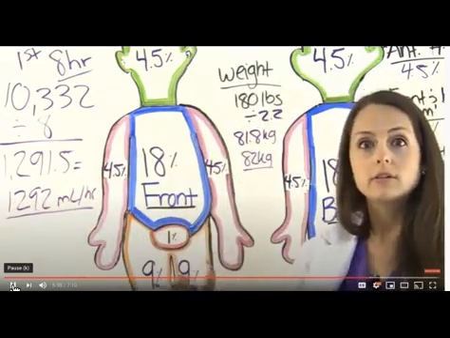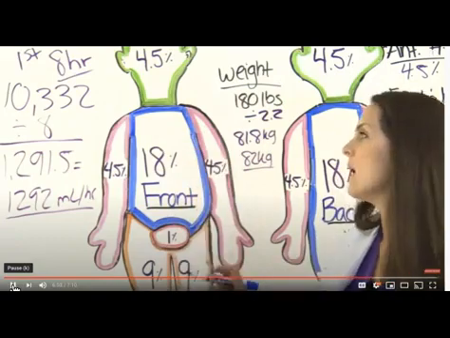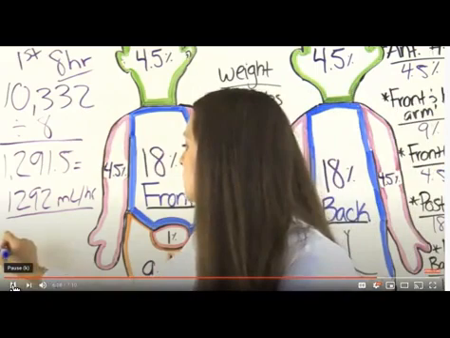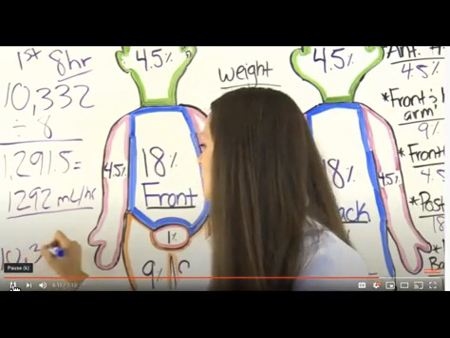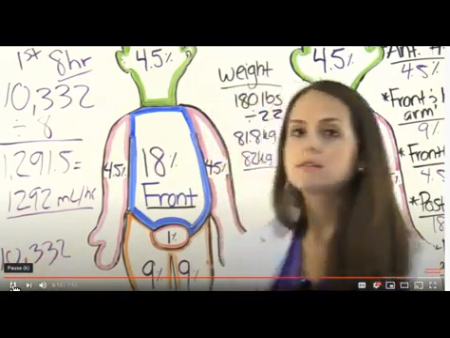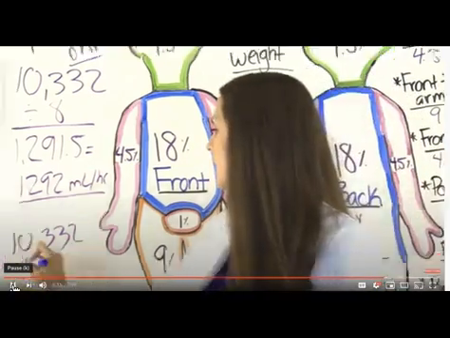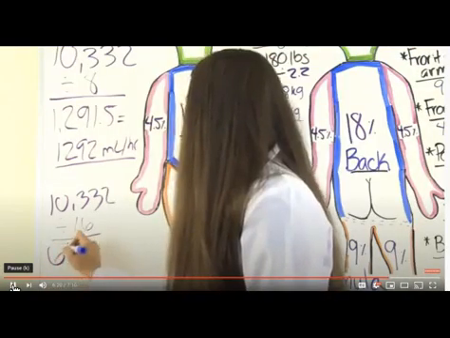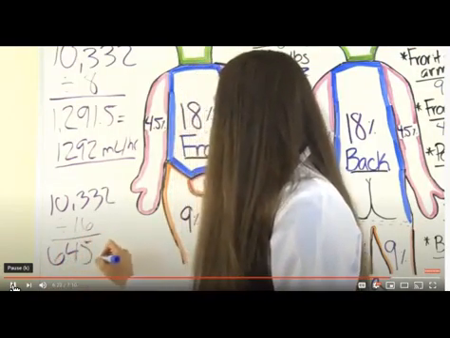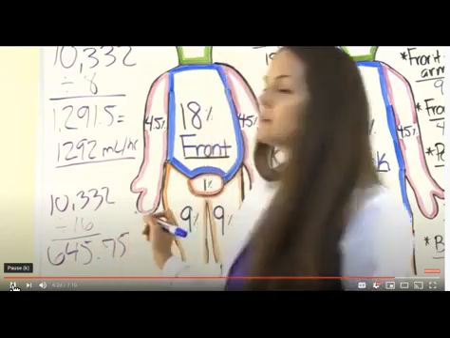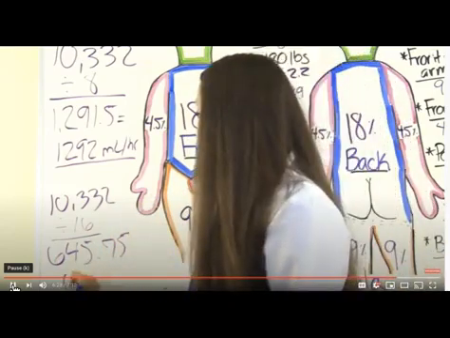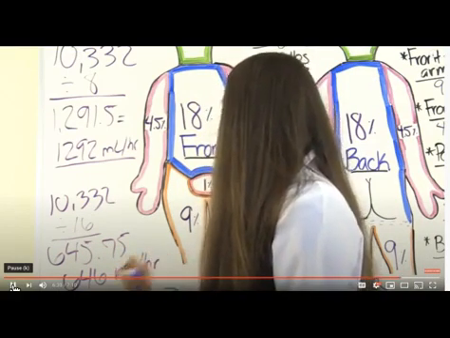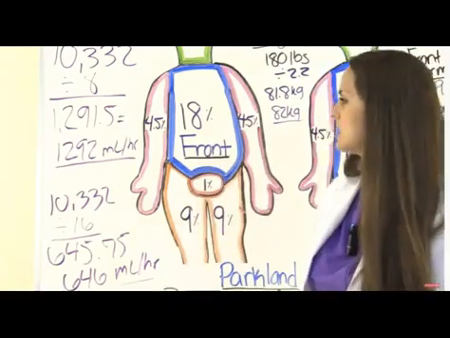Now we need to figure out what their hourly rate is going to be over the next 16 hours. Again, we're giving the other half, so we'll be left with 10,332, and it's going to go over 16 hours, so we're going to divide that by 16. That gives us 645.75, and we're going to round to the nearest whole number, so we'll round to 646 milliliters per hour, and that's what we'll set it on over those next 16 hours.